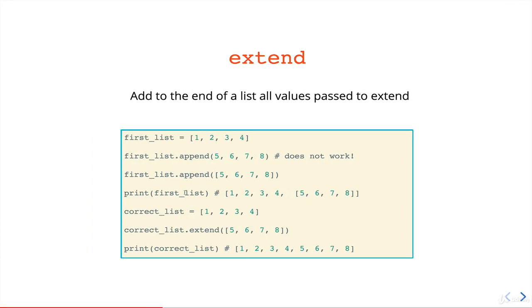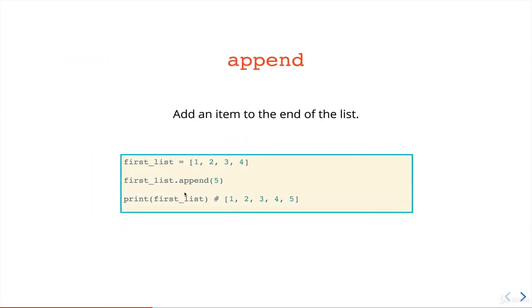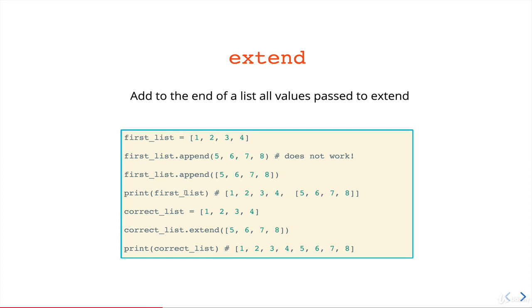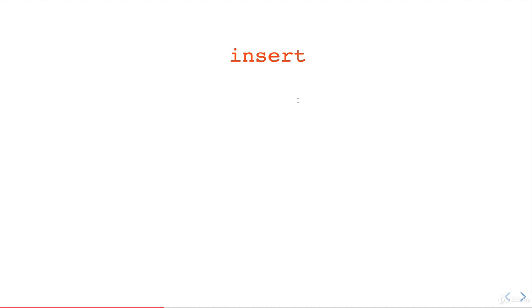So to summarize, if you're adding 1 item to the end of a list, use append. If you need to add more than 1 item to the end of the list, use extend. Both of these are great, but they only add to the end of a list. What if we want to add somewhere else, in the middle or at the beginning of a list? Well, thankfully, we have insert.